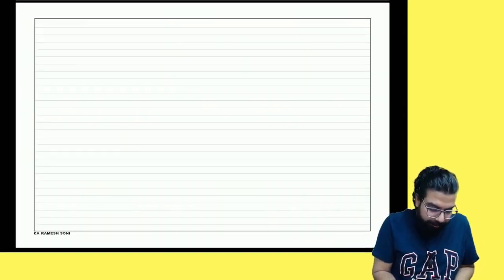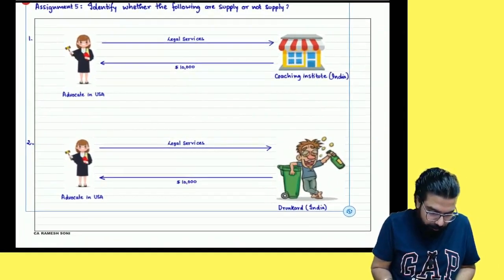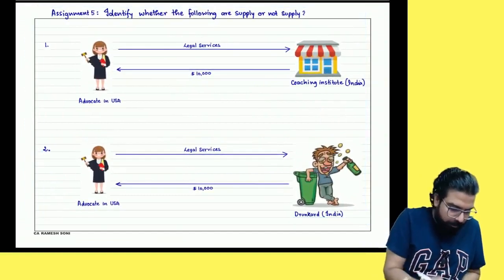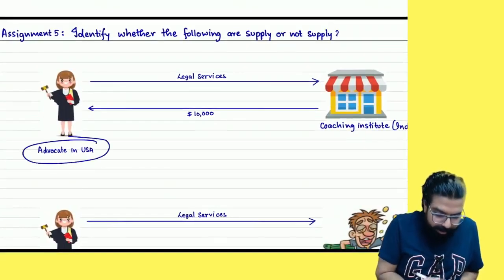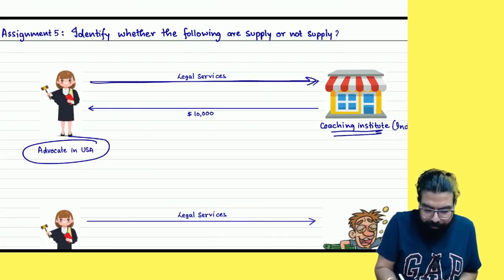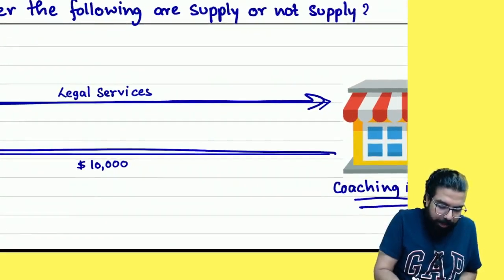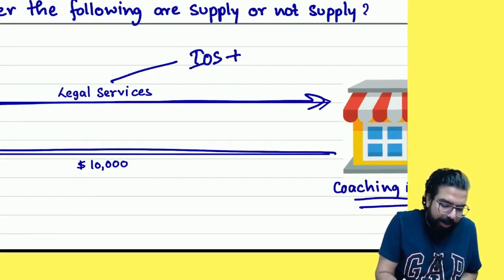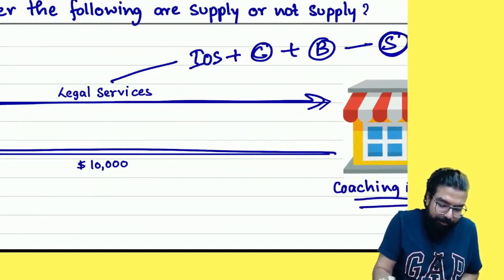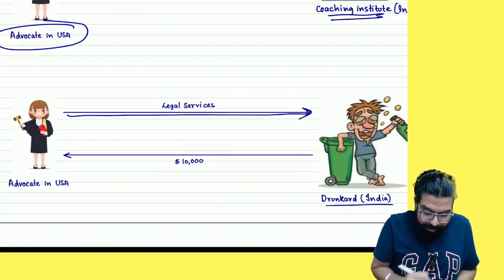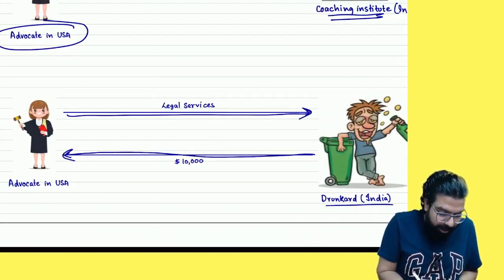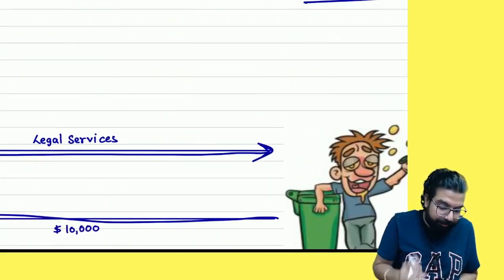People over here. Guys and girls, on the board. Here, one advocate is there in the US. He gave legal services to our coaching institute and we gave $10,000. Importation of service for a consideration. Is it for our business? Is it supply? Okay. Legal services given to a drunkard in India. He paid $10,000. Think he had so much money.